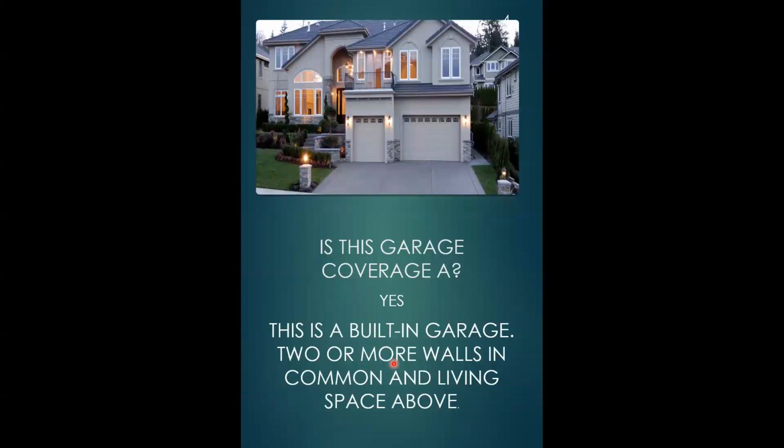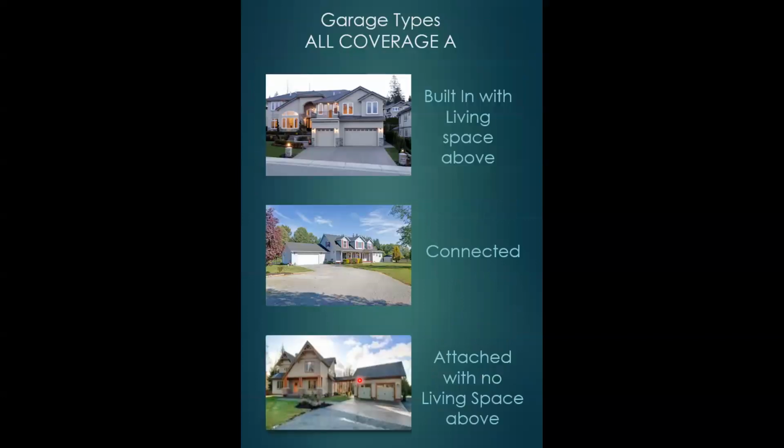Now, coverage A includes garages, decks, and patios that are built in or attached to the garage. So this fully integrated garage is all coverage A space. You have a built-in, fully integrated garage with living space above, and we don't make a distinction between this 2.5 car garage and the upstairs living area. It's all coverage A.